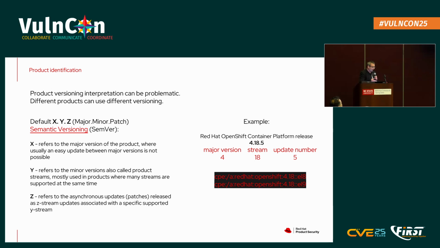Stream itself, as a supported product version, is associated with unique CPE IDs. On this slide, you see the official CPEs assigned to the OpenShift 4.18 stream. So we just briefly discussed what the term product can mean and how we should use product versioning. That gives us the necessary foundation to discuss the product lifecycle.